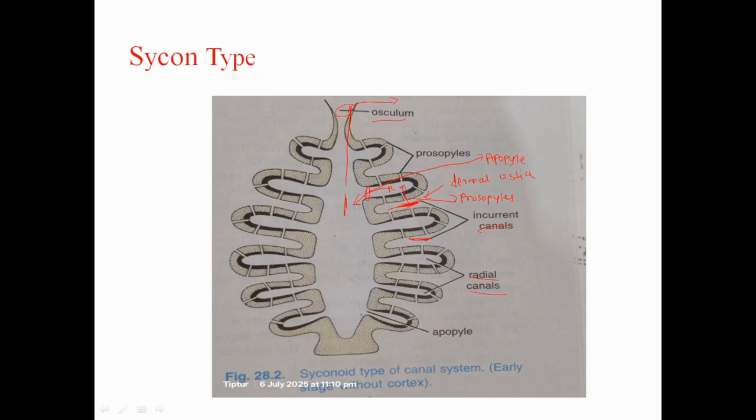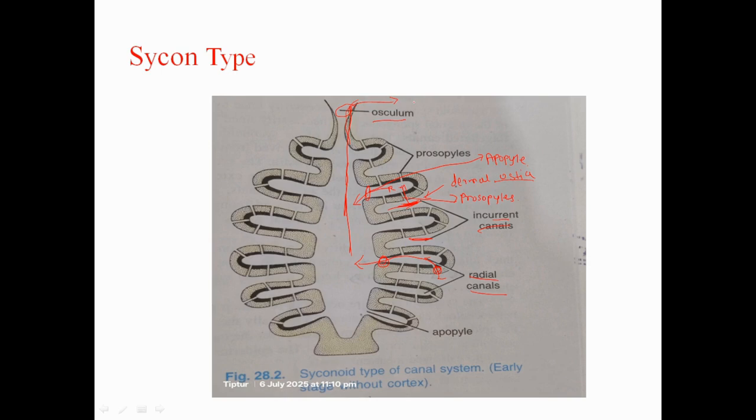Listen carefully. The water from the surrounding will enter the incurrent canal through the dermal ostia. From the incurrent canal, the water will enter the radial canal through the prosopyles. Now, from the radial canal, the water will enter the spongocoel through the apopyle. Now, from the spongocoel, the water will be expelled out of the body through the osculum. This is the water movement in the Sycon type of water canal system.